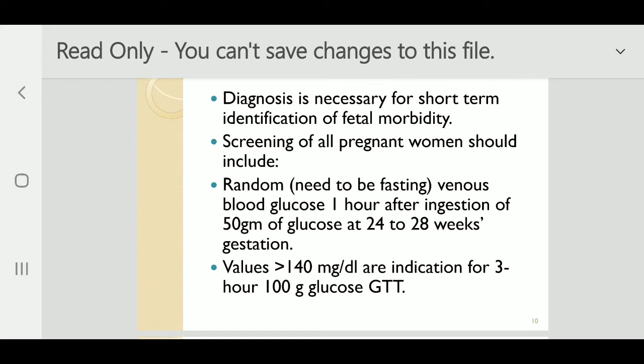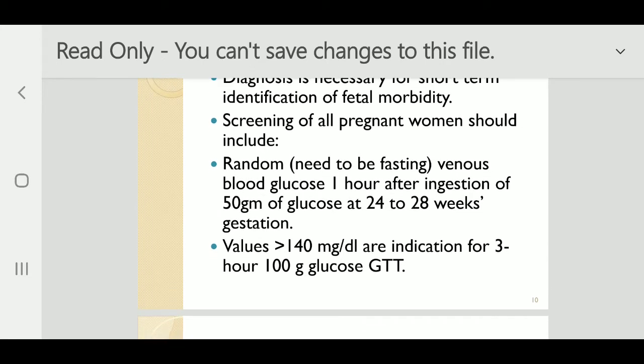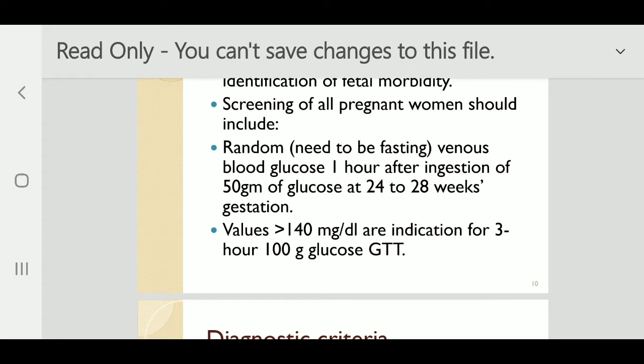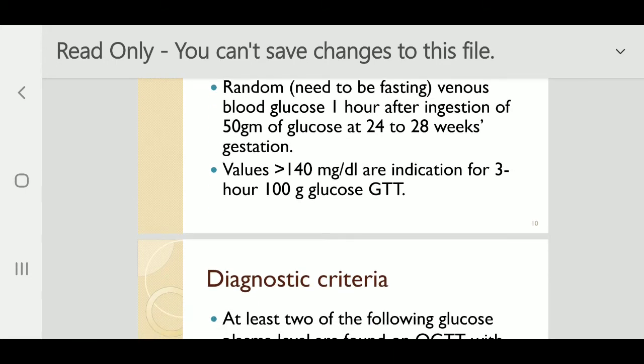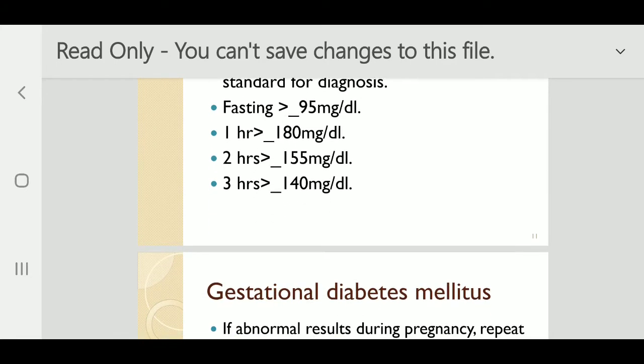In gestational diabetes, the random blood glucose level after ingestion of 50 gram of glucose at 24 to 28 weeks of gestation, if the values are more than 140 milligram per deciliter, is an indication for a 3-hour 100 gram glucose GTT. How do you diagnose gestational diabetes? Fasting more than 95, 1 hour glucose load more than 180, at 2 hours more than 155, and at 3 hours more than 150.